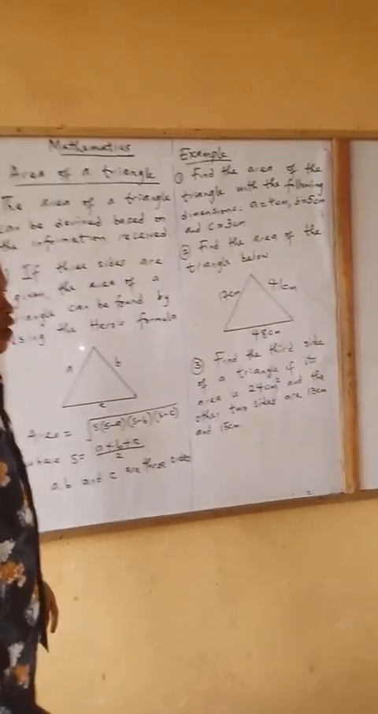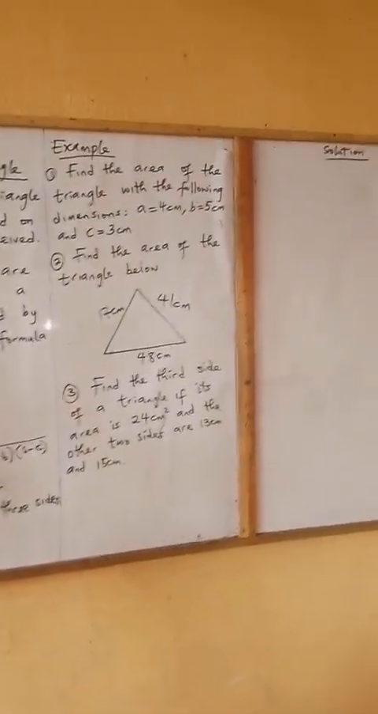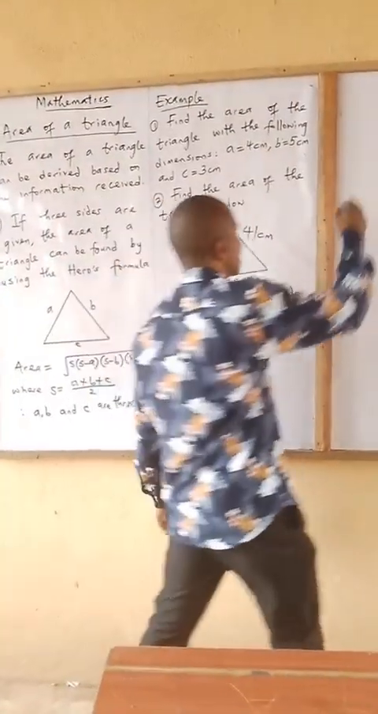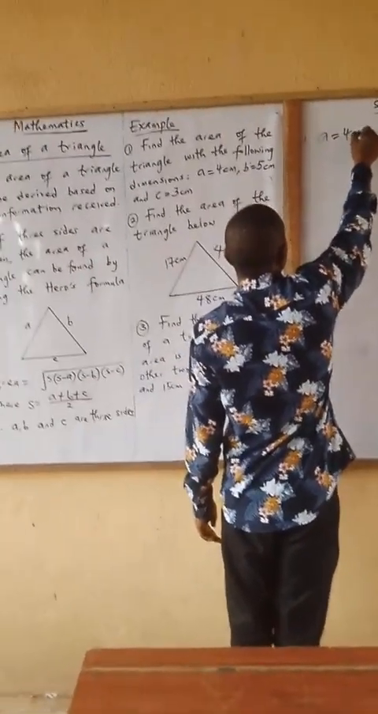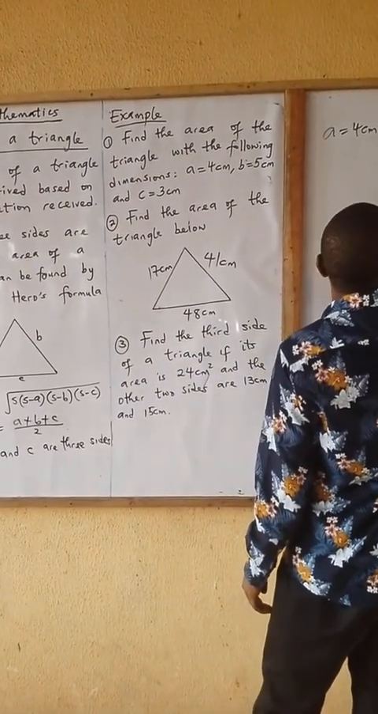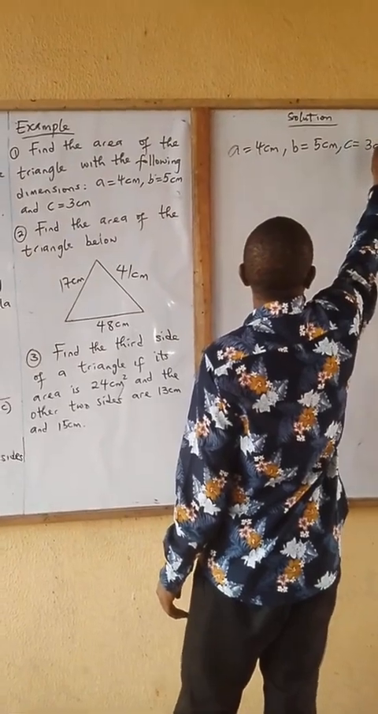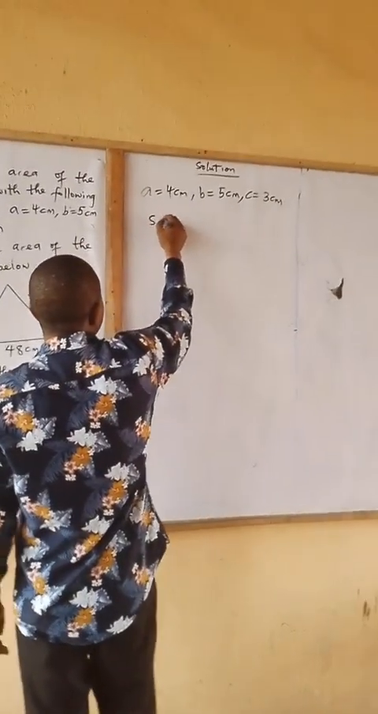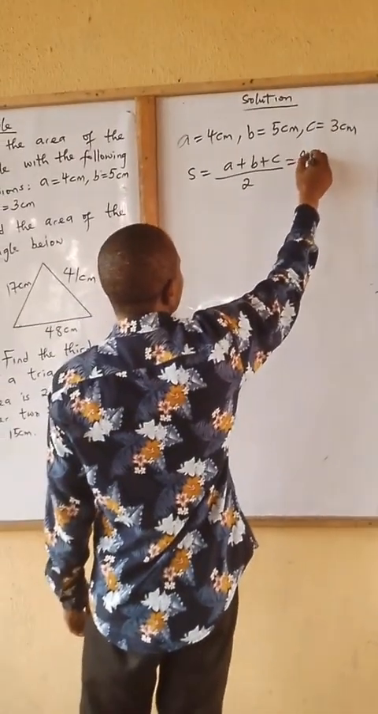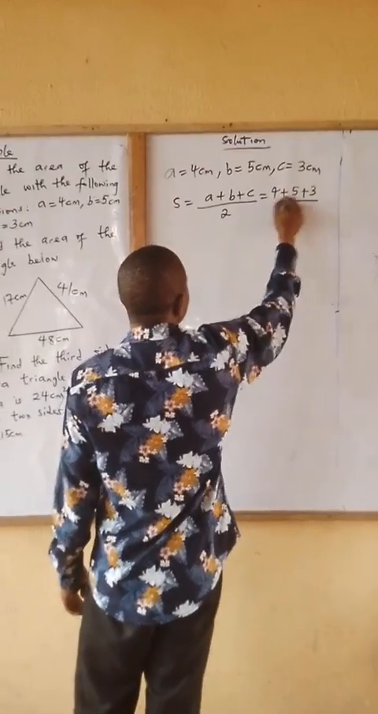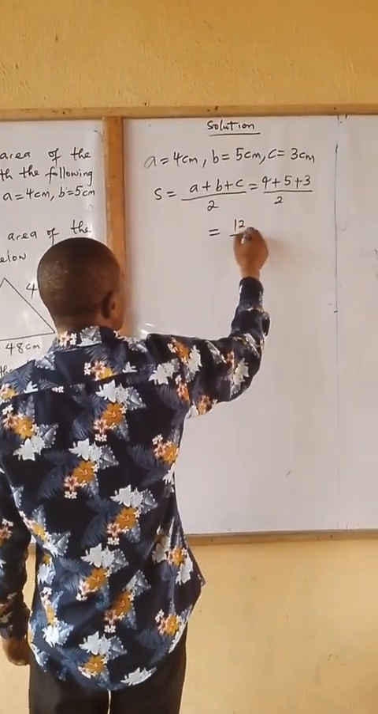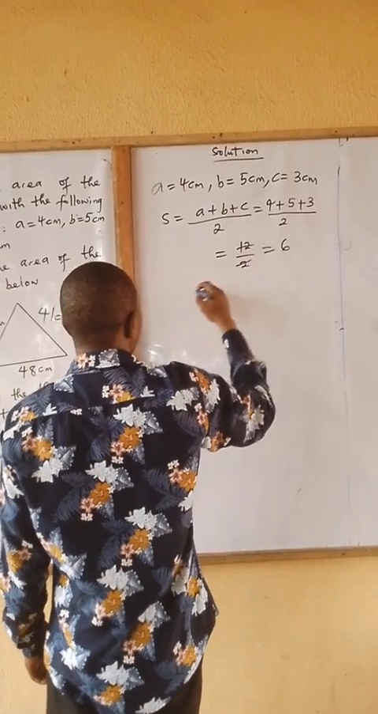Number one, find the area of a triangle with the following dimensions. A is equal to 4 centimeter. B is equal to 5 centimeter. And C is equal to 3 centimeter. So S is equal to A plus B plus C divided by 2. So we are going to have 4 plus 5 plus 3 over 2. 4 plus 5, that will be 9. 9 plus 3, that will be 12. 12 divided by 2, that will give us 6.